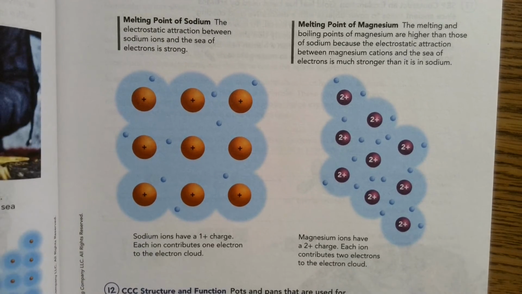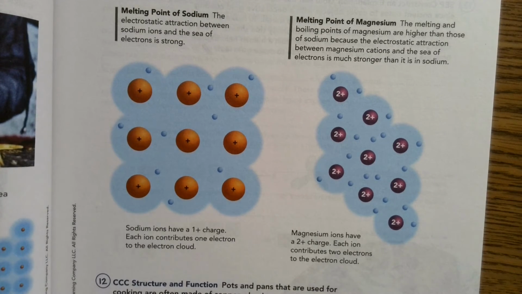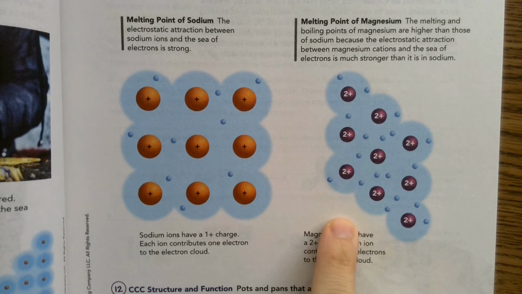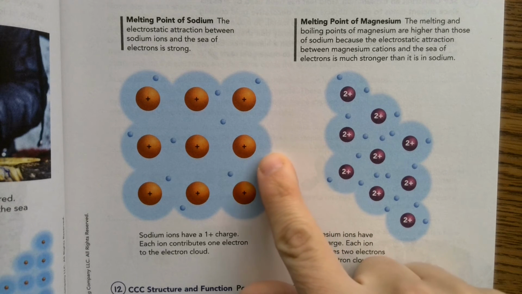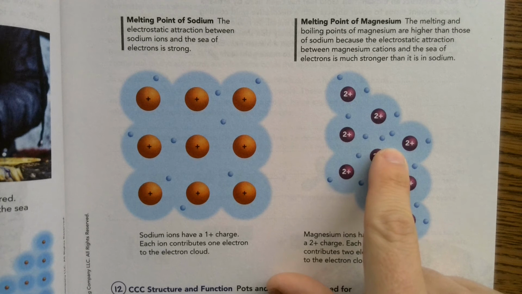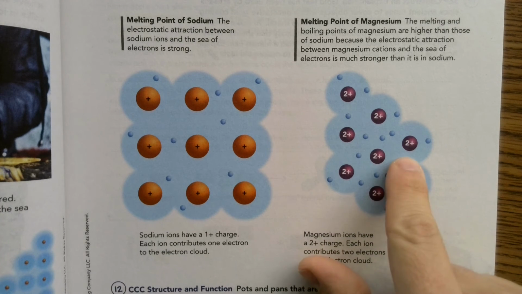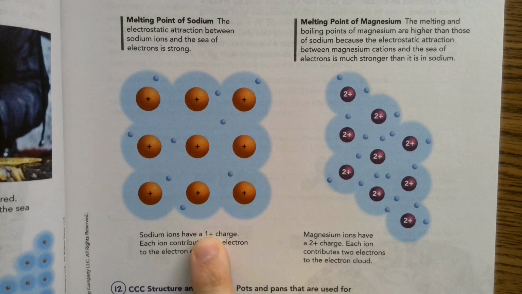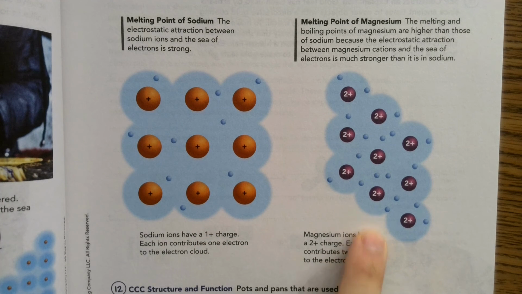And then lastly, the melting point and boiling point is affected by the charge. So here we have sodium and magnesium. Magnesium has a higher charge than sodium does, so its ability to pull in its electrons is much greater, and there's more electrons available to be pulled in. So what's happening is the electrons are being pulled together more, and it takes more energy to pull them apart than it does in the sodium. So sodium has a much lower melting point than magnesium does.